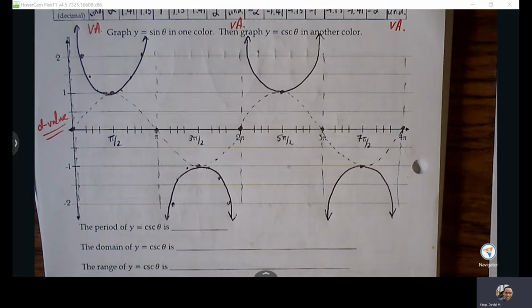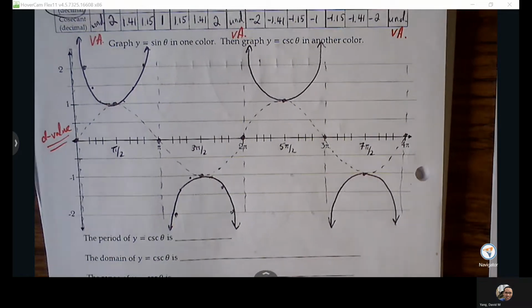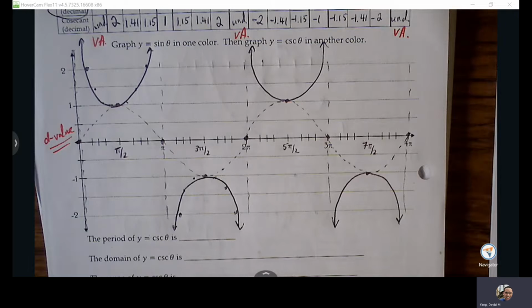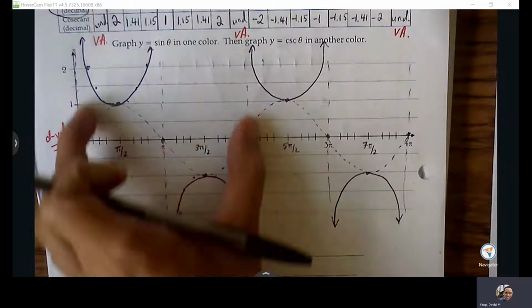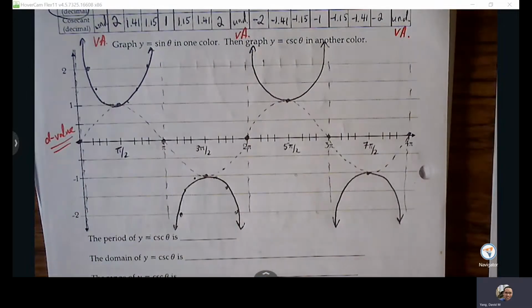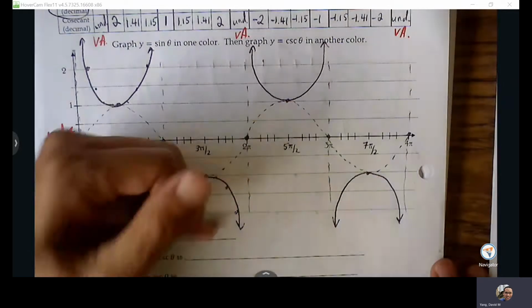The period: what's the length of the full cycle of cosecant? Or how long will it take for cosecant to complete its cycle? 2 pi. Yep, 2 pi, because after 2 pi, it starts to repeat itself, right? So it's the same cycle length as the sine graph.